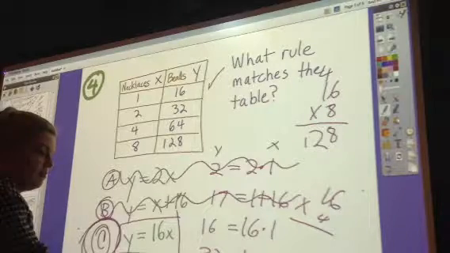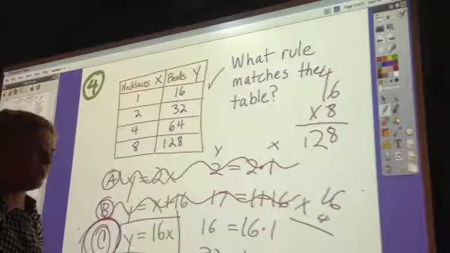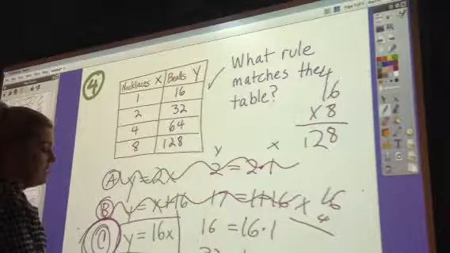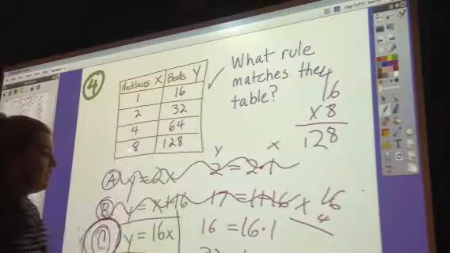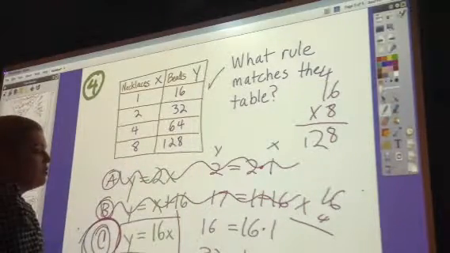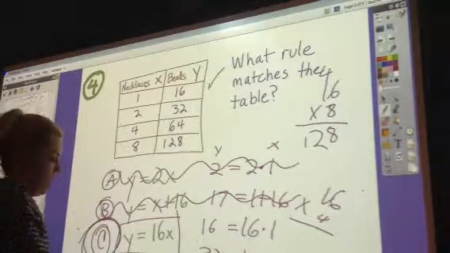Wouldn't hurt to go back and make sure that this one doesn't trip you up. Maybe you did something wrong. Because yes, if X is 1, 1 plus 15 is 16. However, if X is 2, 2 plus 15 is not 32. So that's why it is not D.